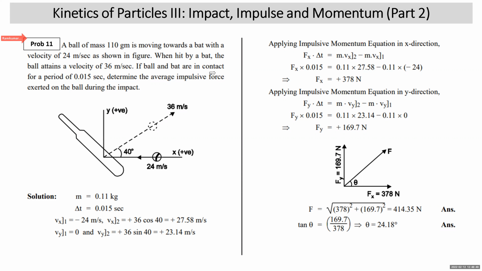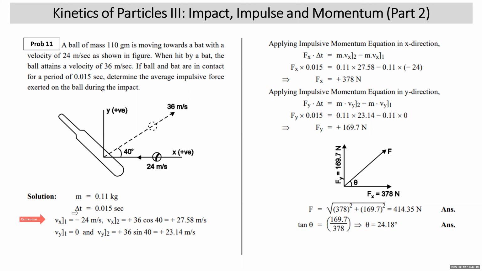If the ball and bat are in contact for a period of 0.015 seconds, determine the average impulsive force exerted by the ball during impact. So students, here you will have to apply impulse momentum principle on the ball because there is no information given about the bat. Mass of the ball is given, velocity of the ball before and after impact are given. So we'll apply impulse momentum principle. The mass of the ball is 0.11 kg. Time of contact is 0.015 second.